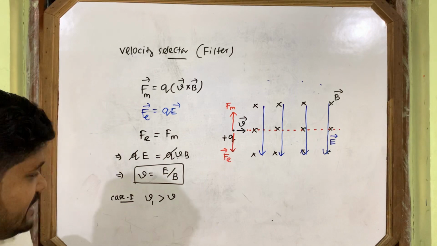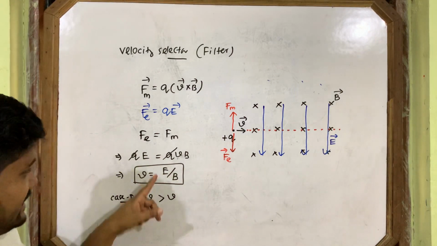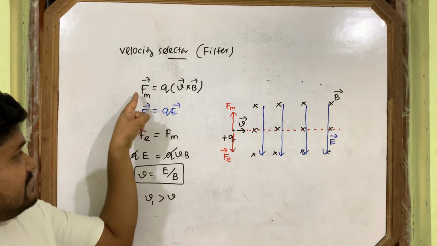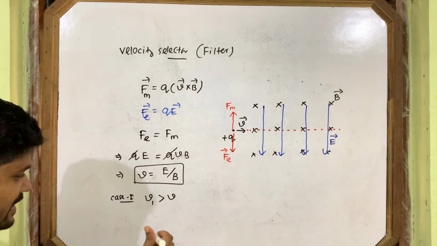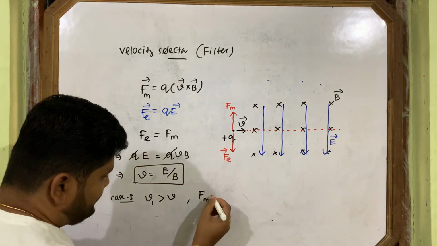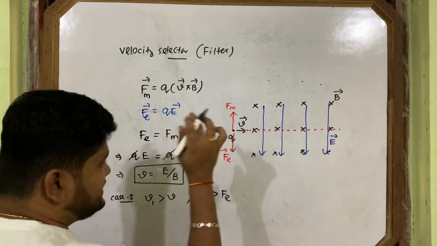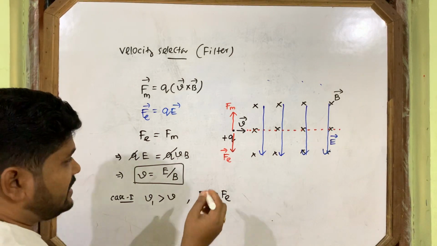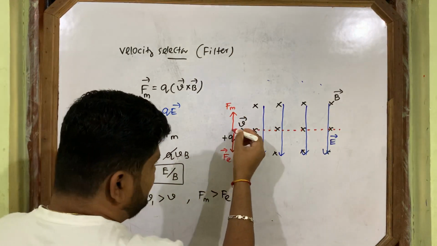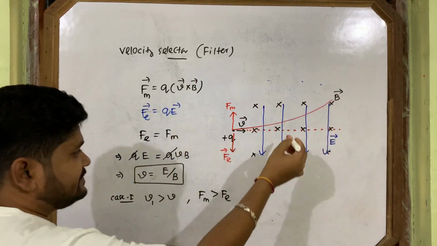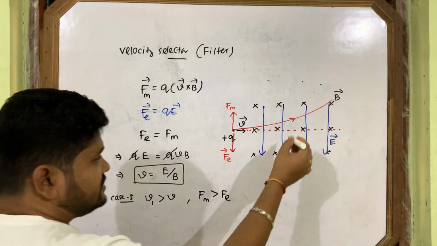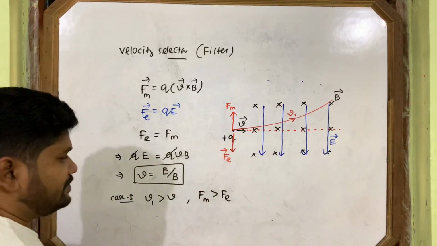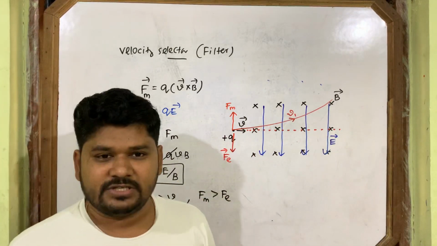See here clearly, try to understand. The electric force has no velocity in it. But if the velocity increases, the magnetic force will increase. Now you see the magnetic force increases. If the magnetic force increases, in which direction will the particle be deflected? The particle is now deflected in the upward direction like this. This is the velocity v1, which is greater than your undeflected velocity.